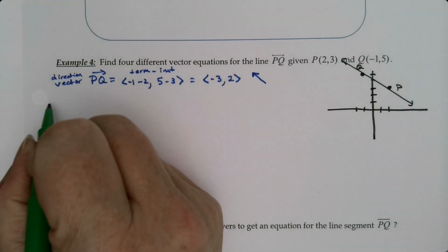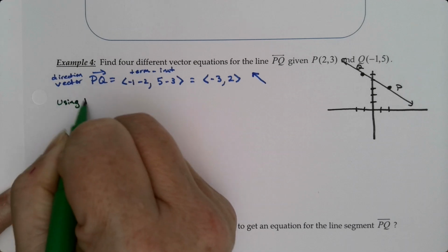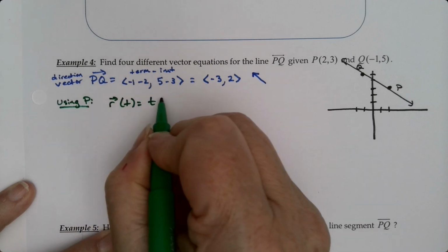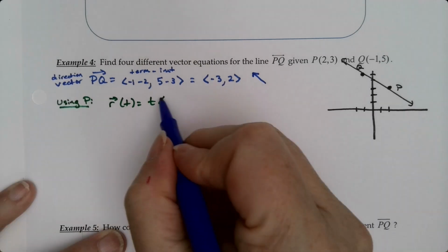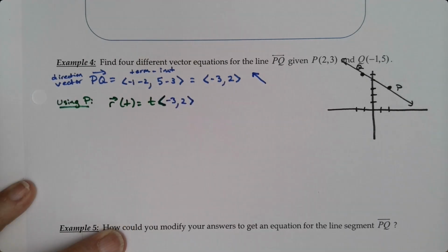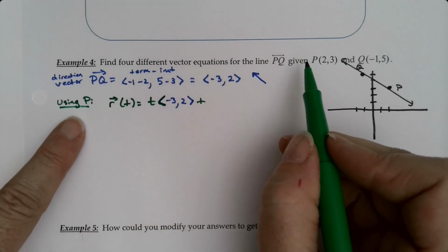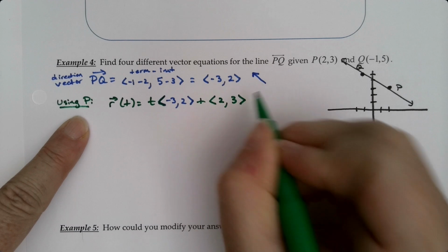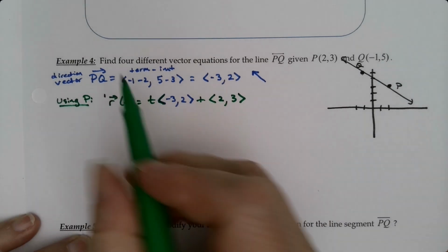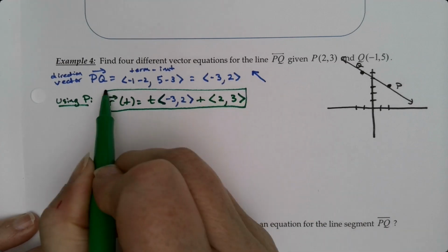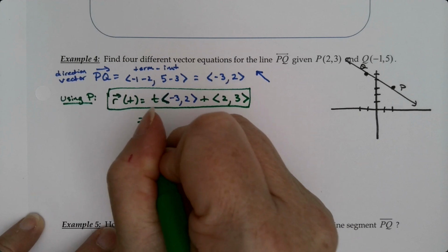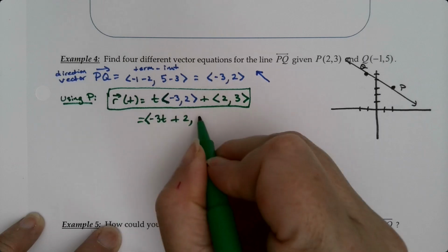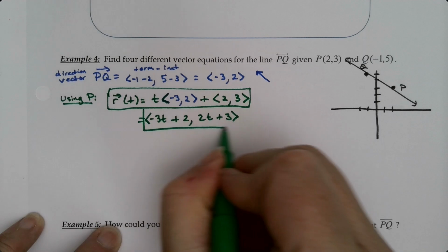Okay, so let's use point P. Using P, you would say r(t) equals t times your direction vector, which is (-3, 2), plus, and I'm going to make point P become a vector by going from the origin, so it'll be (2, 3). There it is. Now, a lot of times we don't leave it in that form because it's just awkward. So we also write it as (-3t + 2, 2t + 3). So that is also correct.